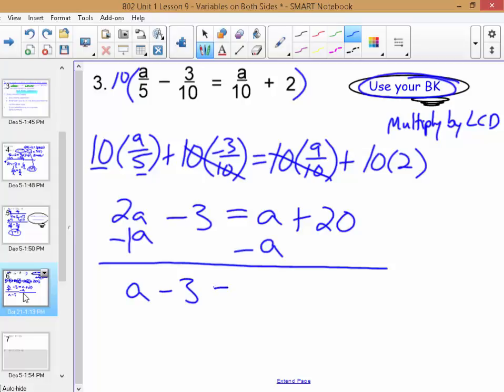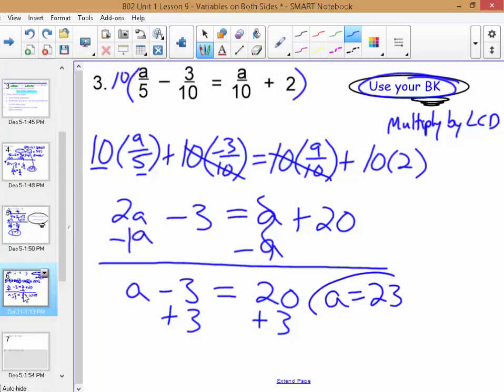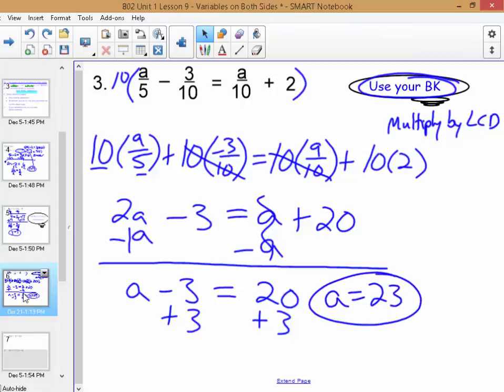So I have a minus 3 equals 20 because my a is canceled out over here. And then the nice thing about this is it's really just a one-step equation. You add 3 to both sides, and you find out that a has to equal 23. So that's just the basics of getting the variables on one side of the equation.